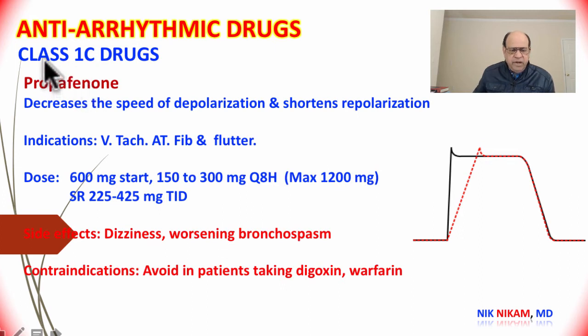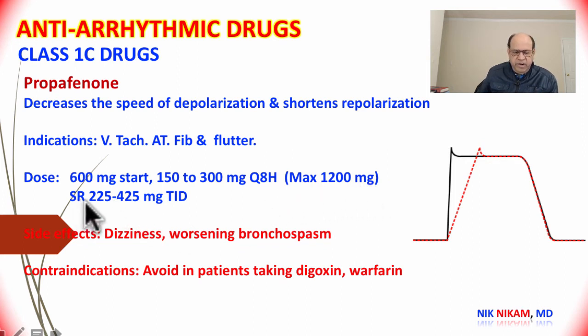The next drug in class 1C group is propafenone, which decreases the speed of depolarization and shortens the repolarization, which is not shown in this particular diagram. It is useful in ventricular tachycardia, atrial fibrillation, and flutter. You have a loading dose of 600 milligrams followed by 150 to 300 milligrams every 8 hours up to a max of 1200 milligrams per day.